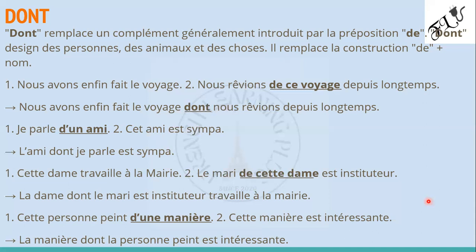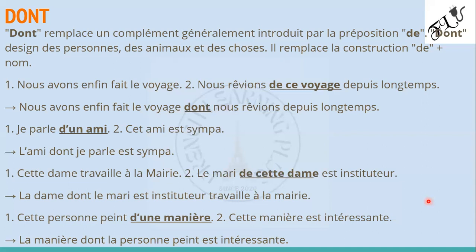Let's look at this one. Je parle d'un ami. Cet ami est sympa. D'un ami. De un ami. OK? L'ami dont je parle est sympa. So that verb parler is a very wonderful verb. It could use COD, it could use COI, it could use à, it could use de. Je parle à, je parle de, je parle, then you have COD there. So yeah, parler is a very versatile verb.